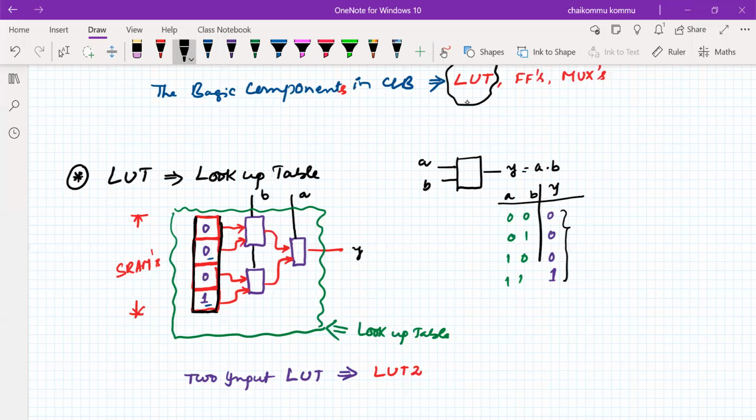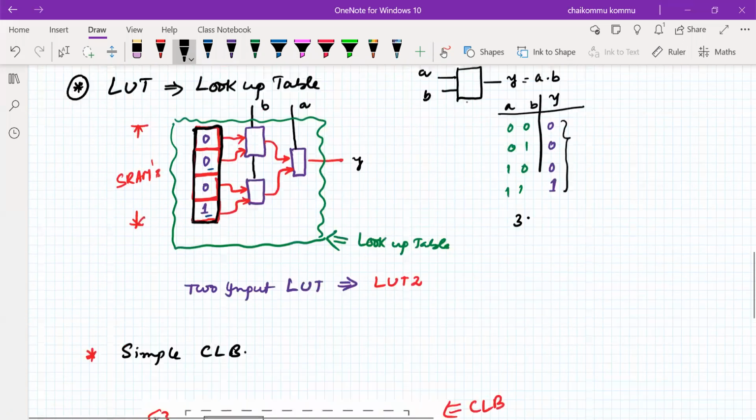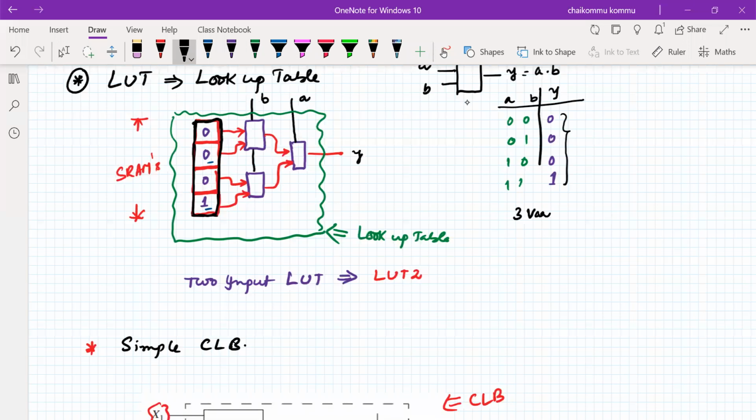Say 4-bit RAM. For example, if I have considered 3 variables, what is the size of the output? That means there will be 2 power 3 combinations. For each and every combination, one output is there. Therefore, 8 outputs we will have. For each and every output, one memory cell is required. Therefore, 8 SRAM cells are required, right?